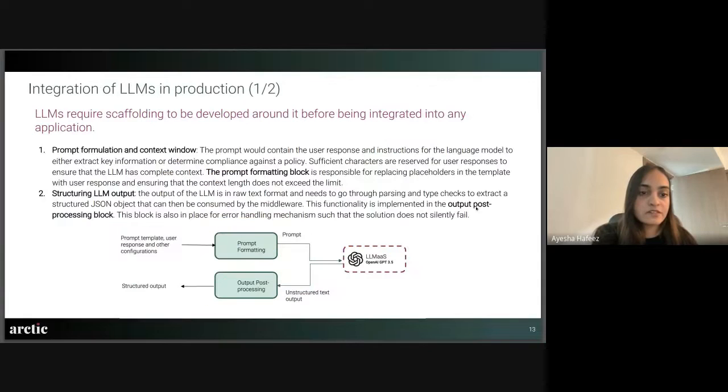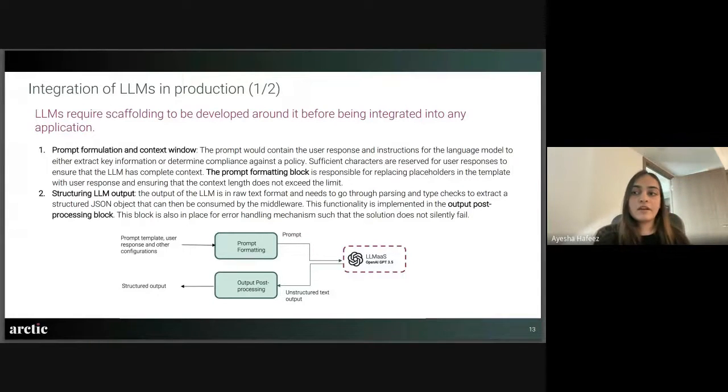So moving on to the next slide, there are a few key considerations that I wanted to discuss before we use LLMs in production. There is a bit of scaffolding that needs to be developed around the language model service before it's integrated into any backend application. So the first being prompt formatting and formulation.